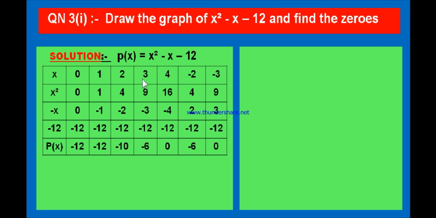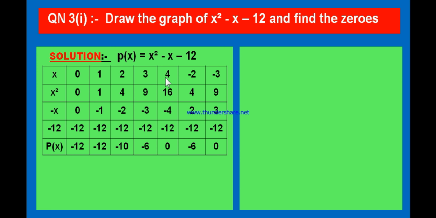Up to what values do you have to take like this? Till you get 0 in the place of p of x. If we take x is equal to 1, you get minus 12. If you take x is equal to 2, you get minus 10. Minus 12, minus 12, minus 10, minus 6 means it is approaching 0. Therefore go for another value, that is 4.